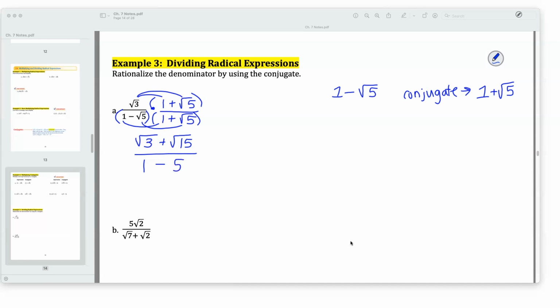So simplifying this further, we get the square root of 3 plus the square root of 15, which cannot be simplified. And then 1 minus 5 is negative 4. So that would be your final answer. Looking at letter B, same type of thing.